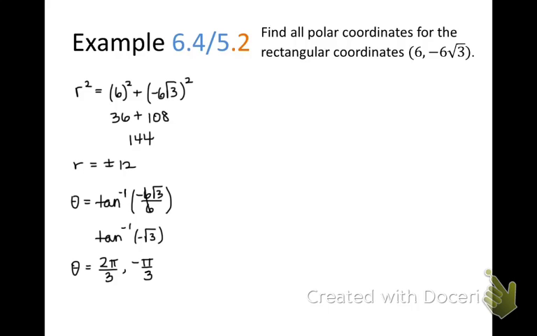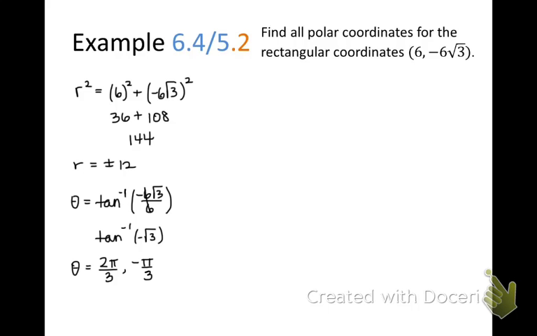Unless they tell you a specific range that they want you to be in. If they say they want their answers to be from negative pi to pi, then you would be excluding this and including this, right? If they say they want their values to go from 0 to 2 pi, then you would do this and write this as 5 pi over 3. So it just depends. Now here I was told to find all coordinates, so I didn't have to really follow any restriction. I could just write whichever form I liked best, right?